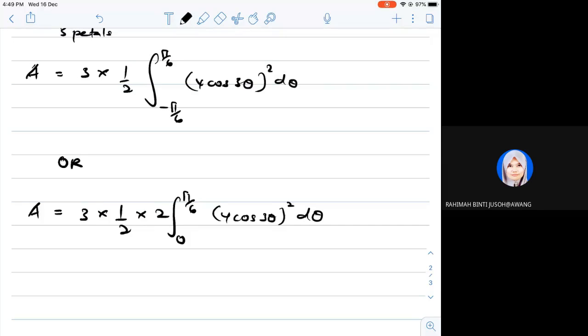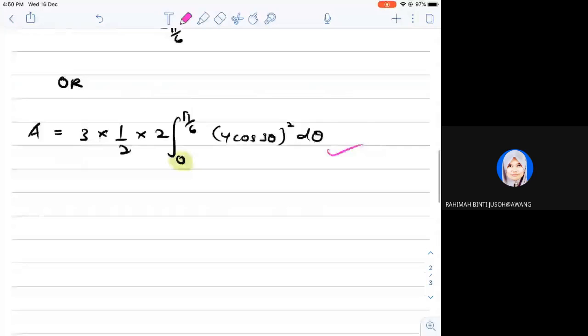Okay, if you're comfortable with this formula, then you can use this. But for me, I prefer the second one because we have angle equals 0. It's much easier to calculate with angle equals 0. Both will give you the same answer, so you don't have to worry. Okay, so let us proceed.